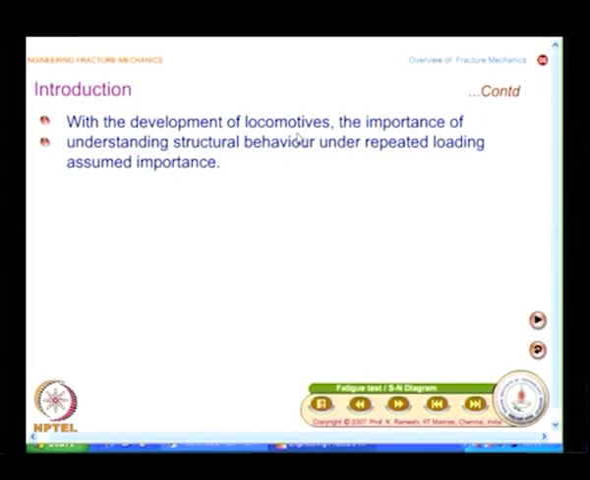And you know, with the development of locomotives, the importance of understanding structural behavior under repeated loading assumed importance. You will be surprised, when trains were introduced in the late part of the 19th century, they were travelling at a speed of 15 miles per hour, and the New York newspaper reported it is travelling at such a terrific speed, women and children will be annoyed. And now you have trains travelling at the speed of 350 miles per hour. So, we have come a long way.